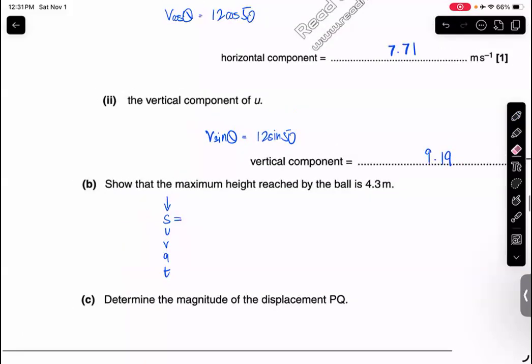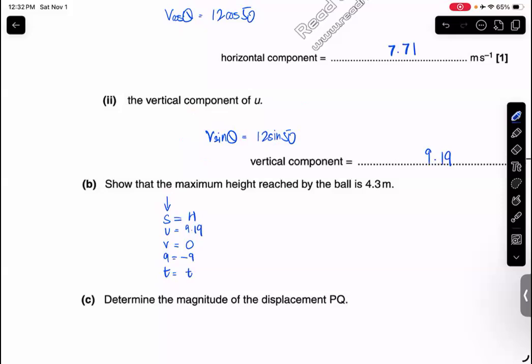So S, we've got to find out. H, do we know what U is? We do. That's just 9.19 because we calculated V sine theta. What is V at the top? 0. A is minus G. T is, I don't know what that is. I can just use 2as is equals to V square minus U square. S is equals to 0 minus 9.19 square divided by 2 times minus 9.81. Let's see if that comes out as our answer. If that comes out as our answer, that means we have won the war.